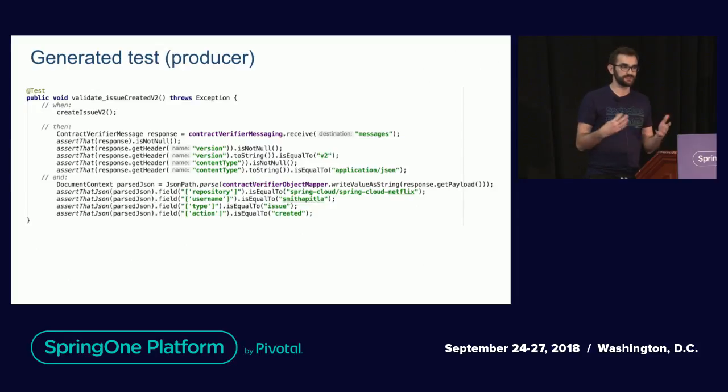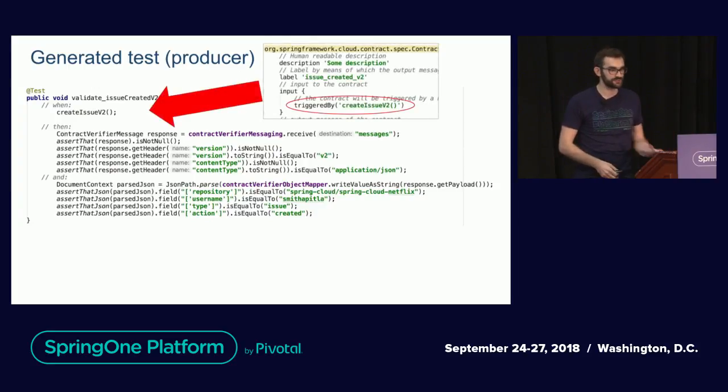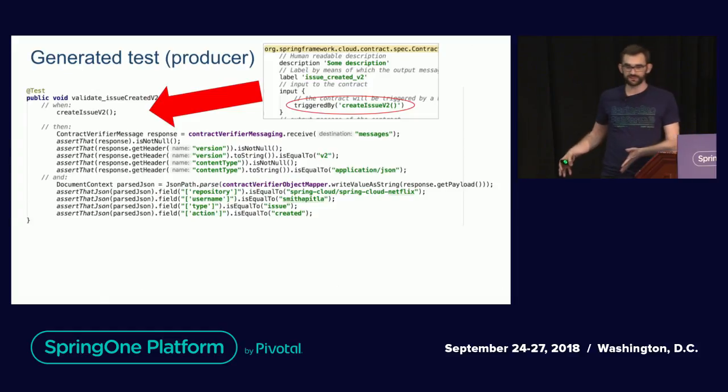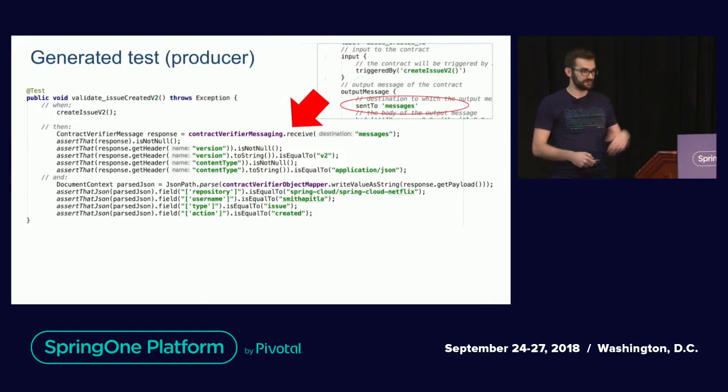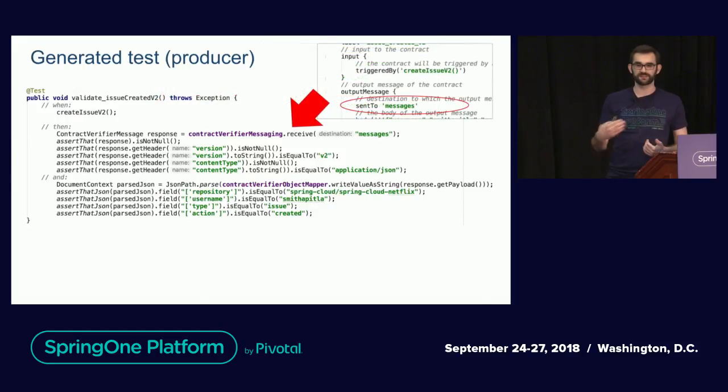So this is a generated test. Human didn't write it. It's a generated test. And let's now go through the tests. How was it generated? So in the contract, we said that the message will be triggered by some method. So there you go. The method is there. It's going to be executed. And then we expect that the output message will be sent to a given destination.